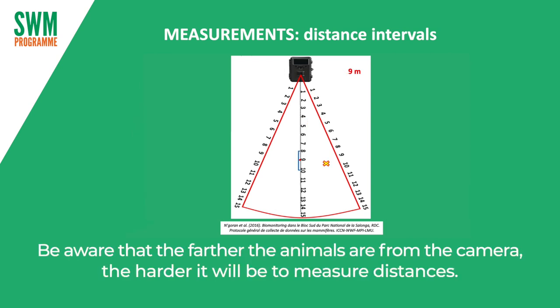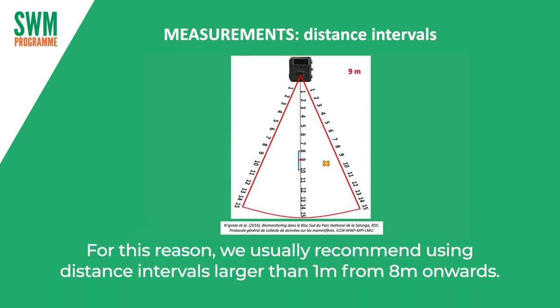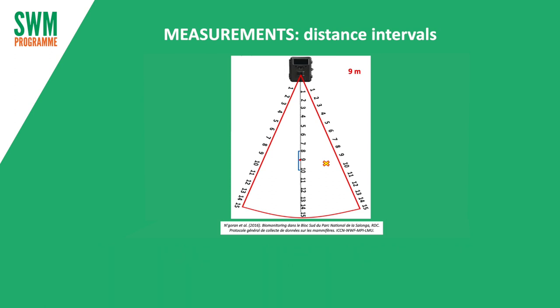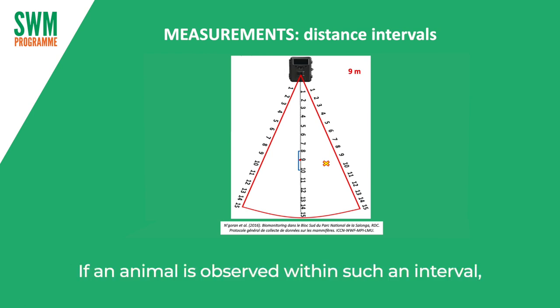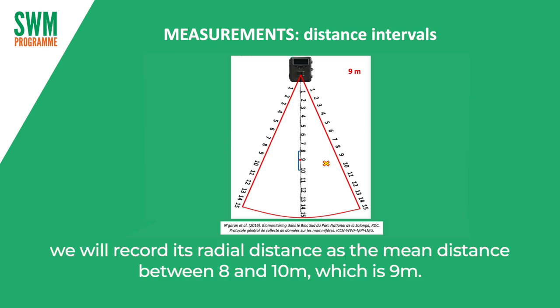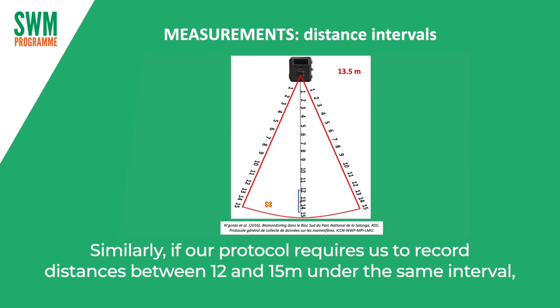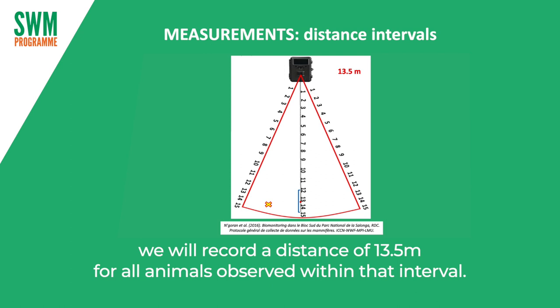Be aware that the farther the animals are from the camera, the harder it will be to measure distances. For this reason, we usually recommend using distance intervals larger than 1 meter from 8 meters onwards. In this example, the distance interval goes from 8 to 10 meters. If an animal is observed within such an interval, we will record its radial distance as the mean distance between 8 and 10 meters, which is 9 meters. Similarly, if our protocol requires us to record distances between 12 and 15 meters under the same interval, we will record a distance of 13.5 meters for all animals observed within that interval.